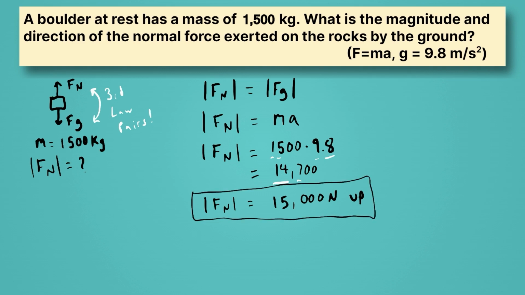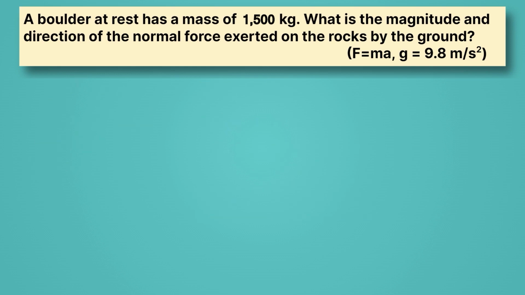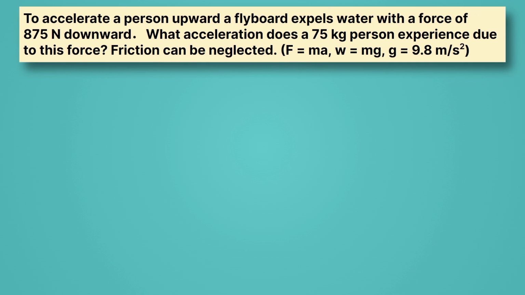Okay, next up, let's go ahead and take a look at one more third law problem. This problem says to accelerate a person upwards, a flyboard expels water with a force of 875 newtons downwards. What acceleration does a 75 kilogram person experience due to this force? And then it tells us to neglect friction. That's nice. One less thing to worry about.